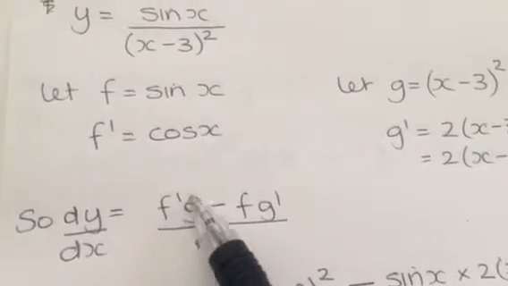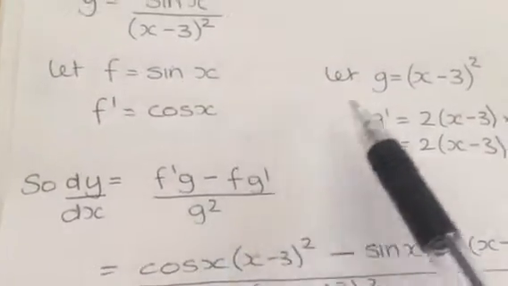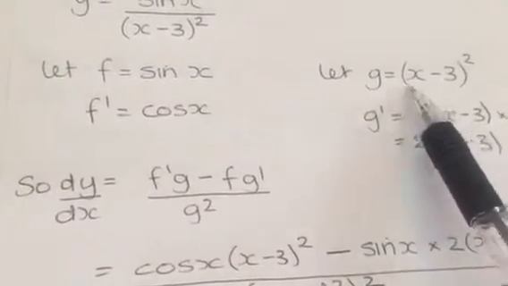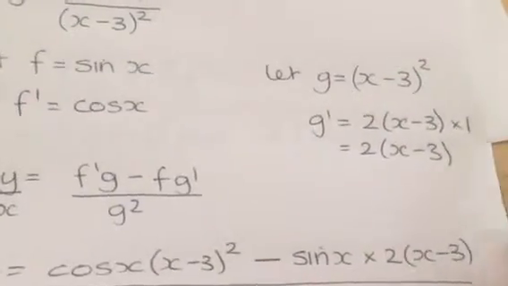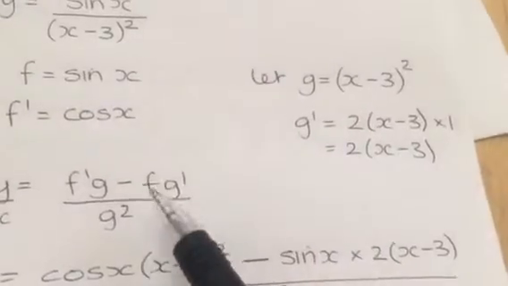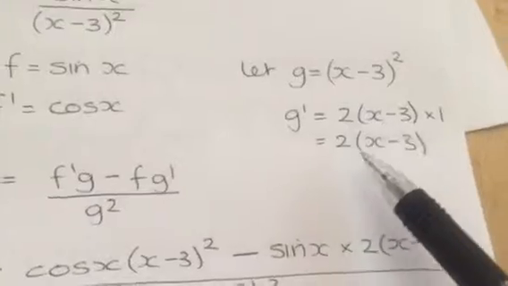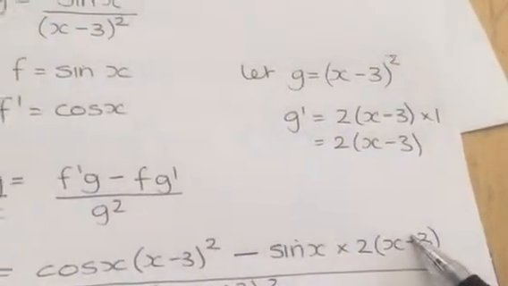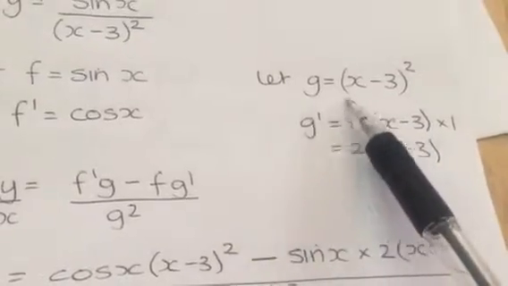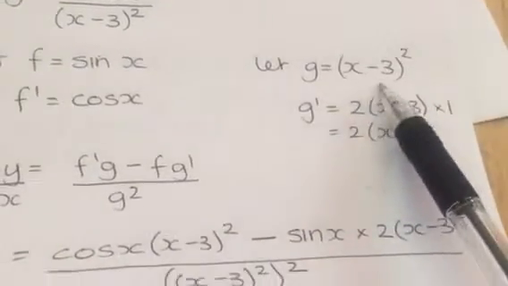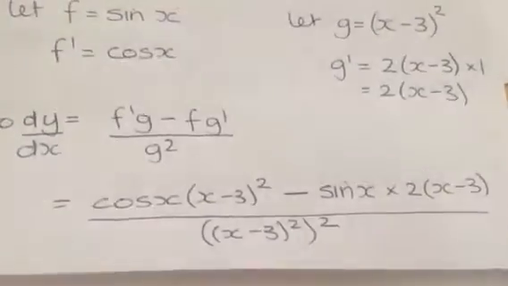So I've got f dash g, so f dash is cos x times g, make sure you pick up the right line, (x minus 3) all squared. Copy it, double check for any copying errors. Then it's f, which was sine x, times g dash, which was 2 (x minus 3), and the final bit of the formula is over g squared. So make sure you find g. G was (x minus 3) all squared, so it's (x minus 3) all squared.